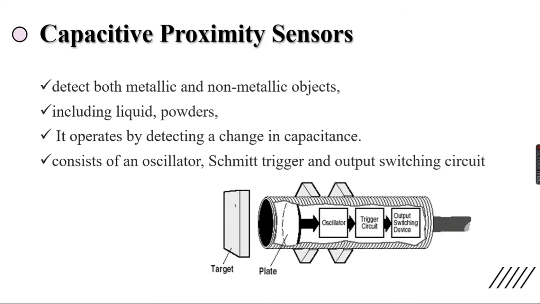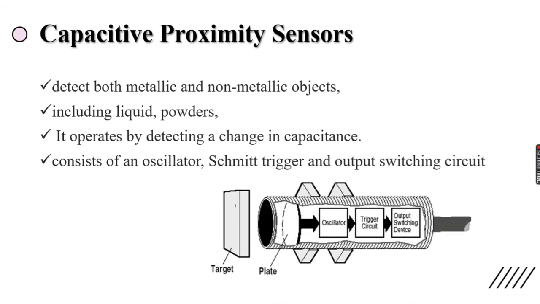Okay, and the capacitive proximity sensor is another type. It will detect both metallic and non-metallic objects, including liquids and powders, and it operates by detecting a change in capacitance. It has an oscillator, Schmitt trigger, and output switching circuit. In the picture you can see the oscillator, trigger switch, and output switching device. It has two plates.